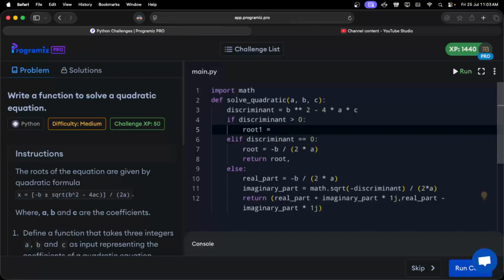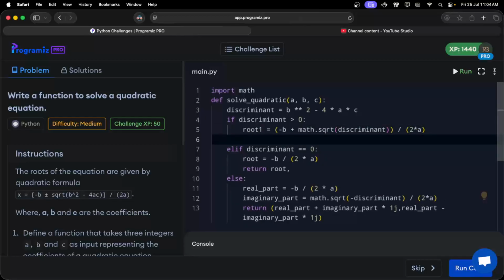Root 1 will be the plus part, so that will be minus b plus the discriminant. Of course, I will need to put it inside a square root, math dot square root, and then I will have this discriminant over there. So that's giving me the first section of it, and then we divide it by the same thing, 2 times a.